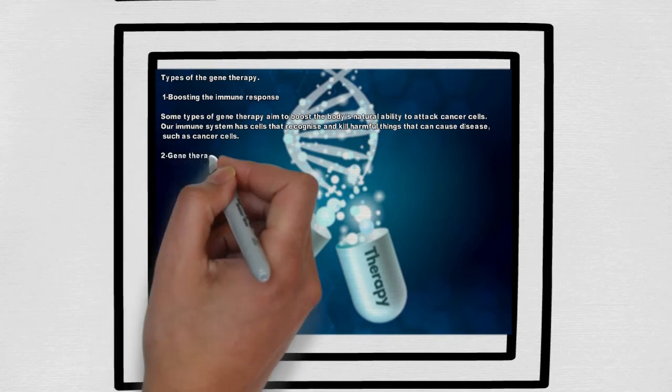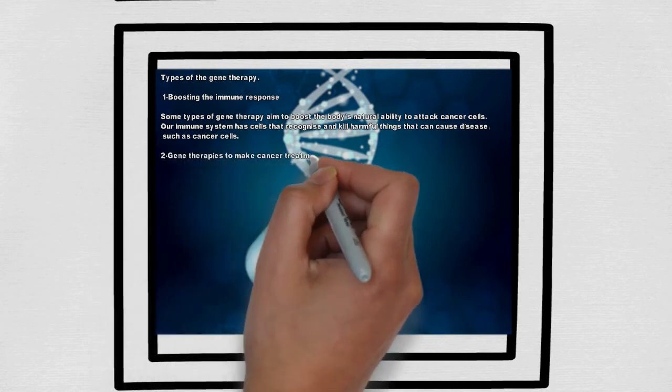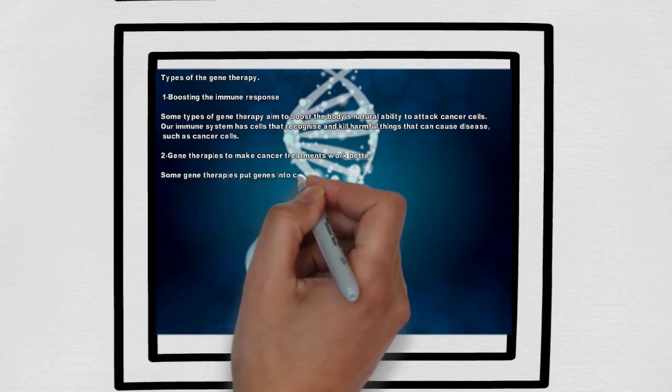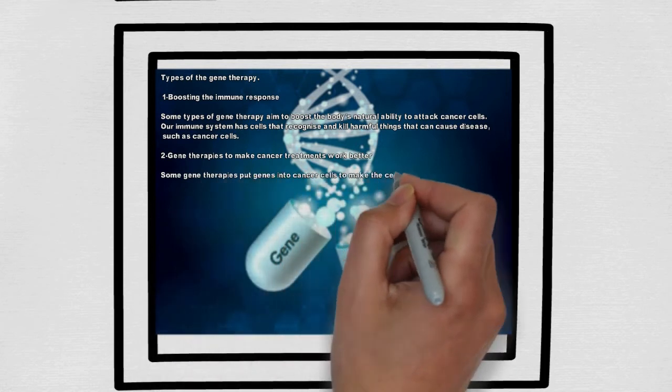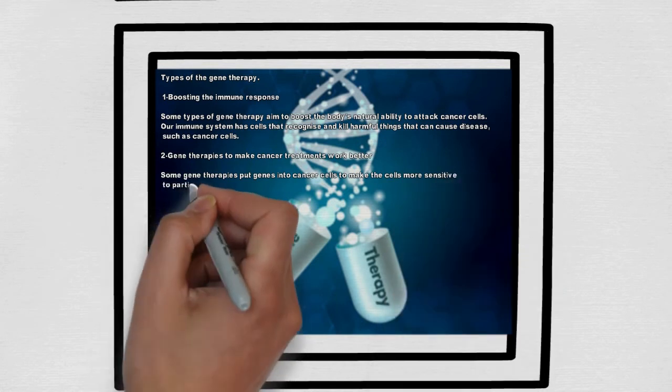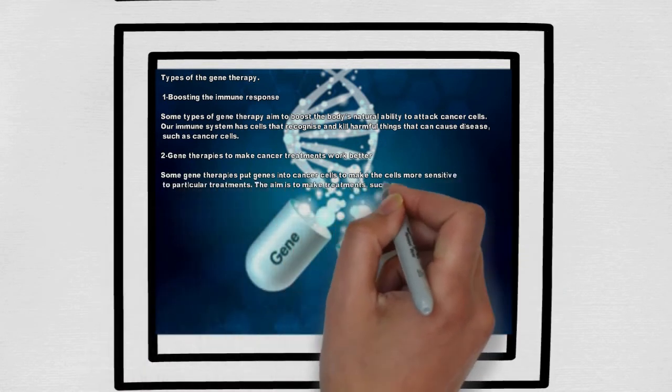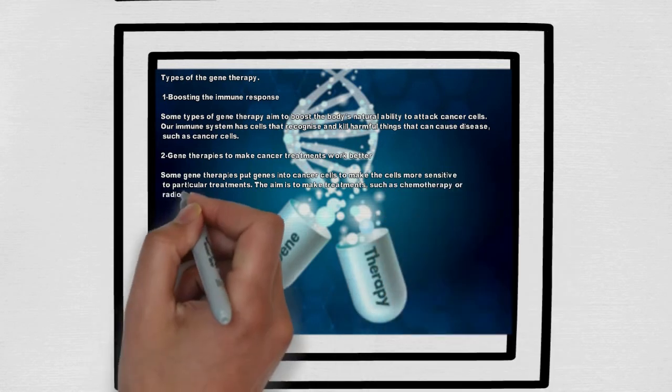Number 2, gene therapies to make cancer treatments work better. Some gene therapies put genes into cancer cells to make the cells more sensitive to particular treatments. The aim is to make treatments, such as chemotherapy or radiotherapy, work better.